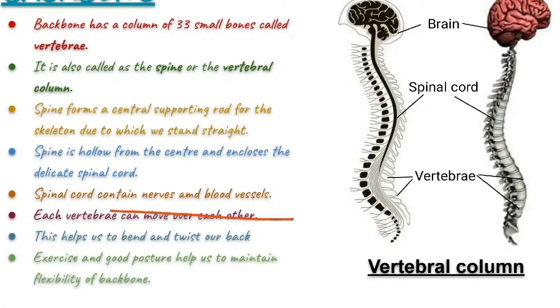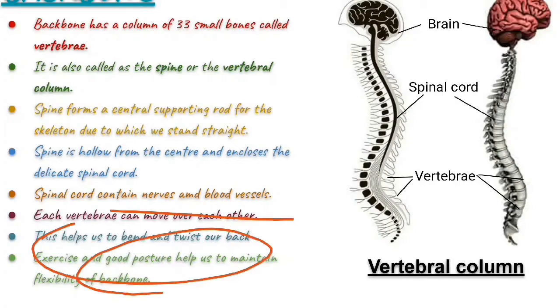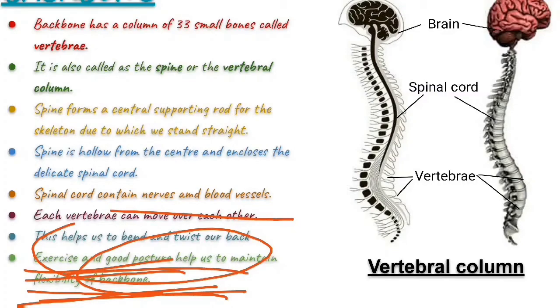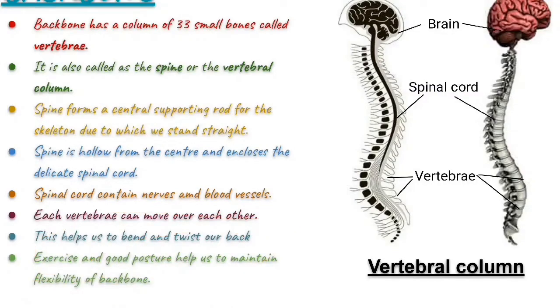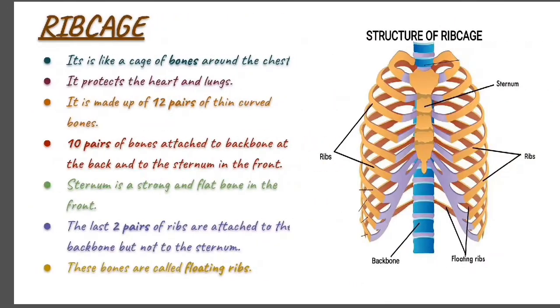Now how can we keep our body posture maintained? It is due to the flexibility of the bones, by performing exercises and maintaining a good posture. This is how we can keep our backbone healthy. The next part is our rib cage, which is called the ribs.